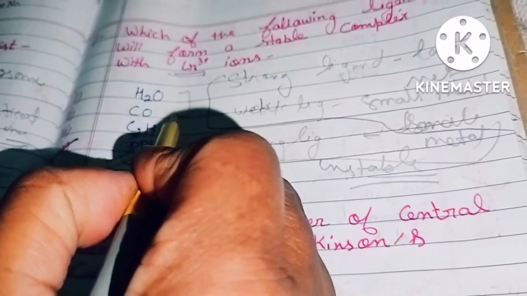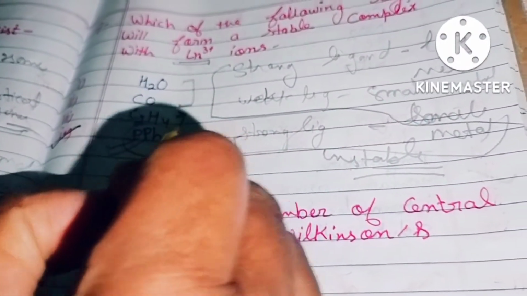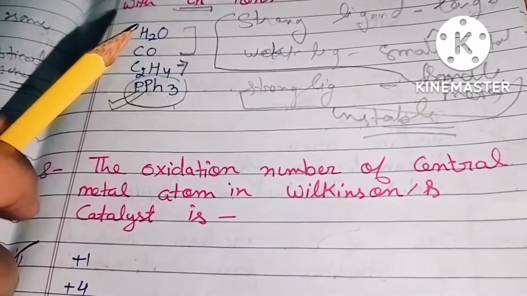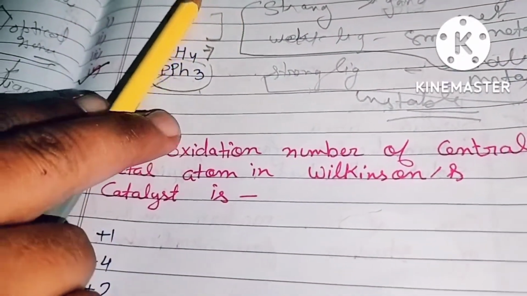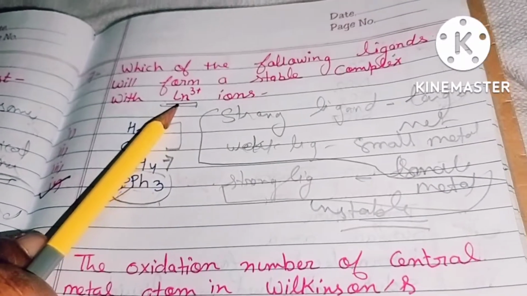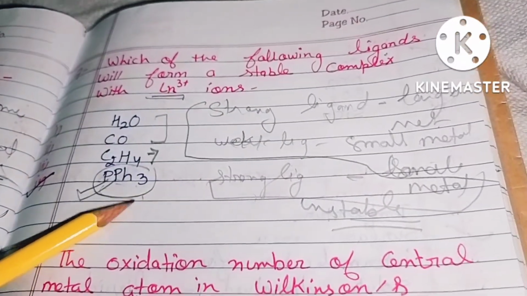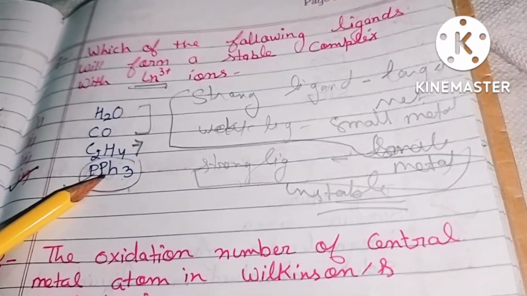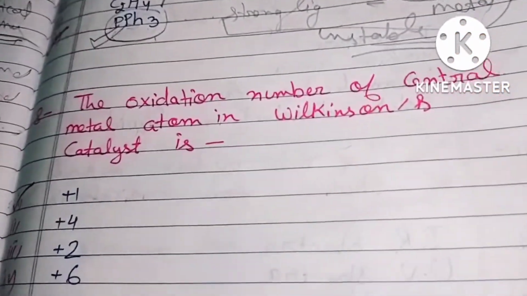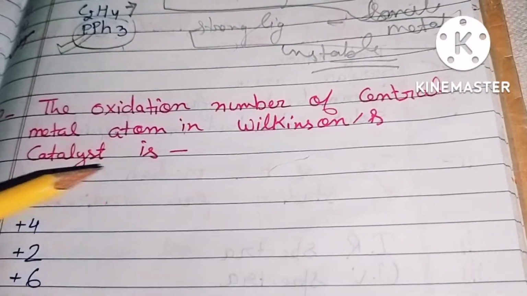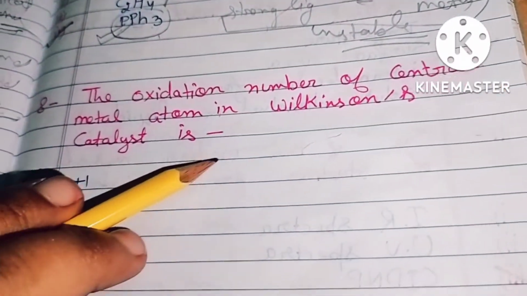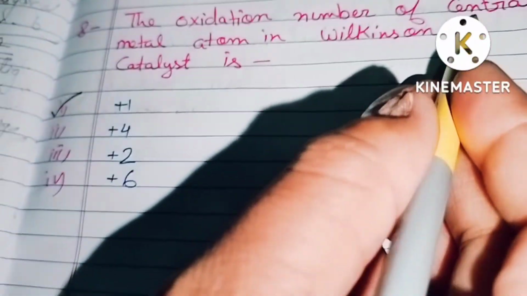These are monodentate, weak ligands, so they do not form a stable complex with lanthanide, because lanthanide is a large metal. A large metal combined with a strong ligand forms a stable complex. Okay, next, the oxidation number of the central metal atom in Wilkinson's catalyst.